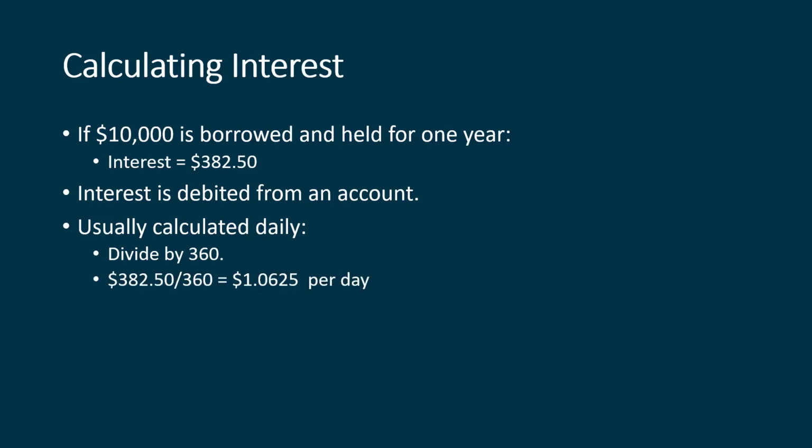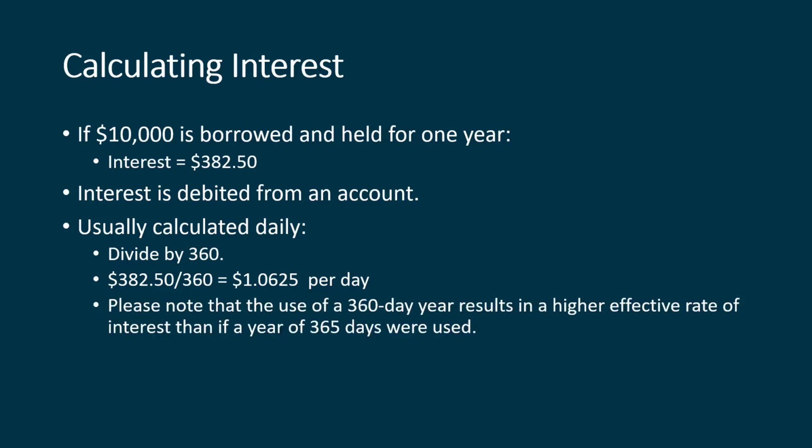If you had an annual charge of $382.50 for the interest, you would just divide that by 360, and you're paying about $1.06 each day. So if you hold on to that for 5 days, you would just take the $1.06 and multiply that by 5, and that's how much interest you would pay for that period of time. Please note that the use of a 360-day year results in a higher effective rate of interest than if you had used 365 days in the calculation. So your interest rate is going to be a little bit more.